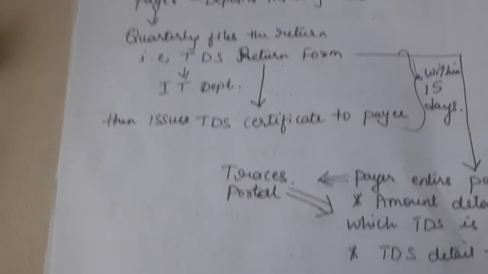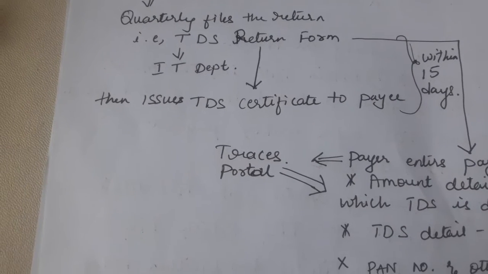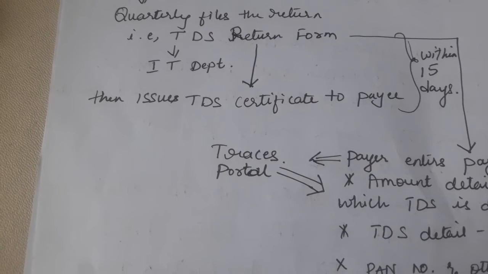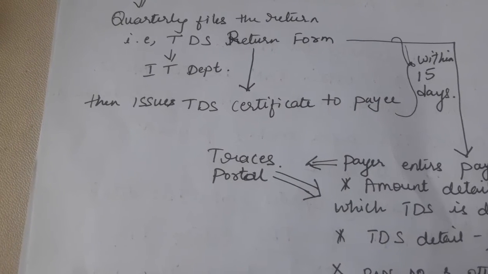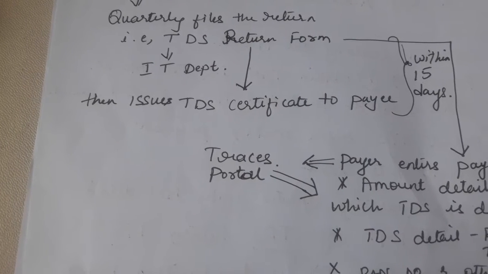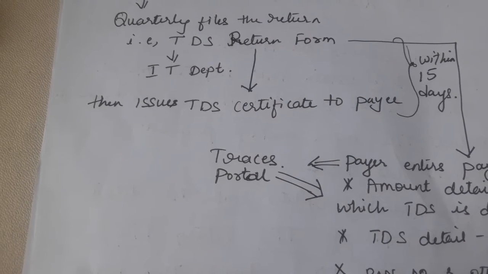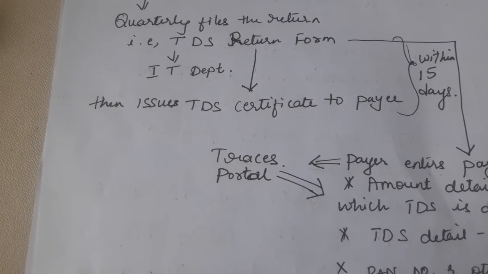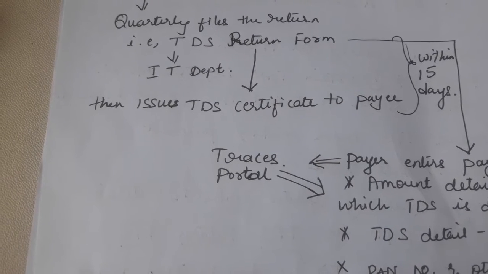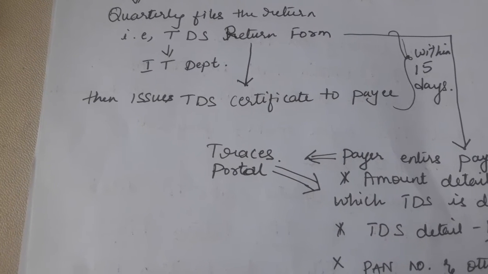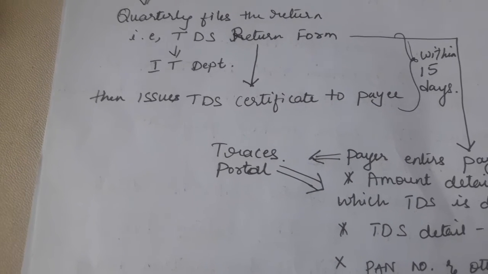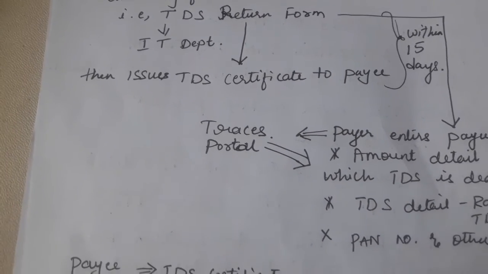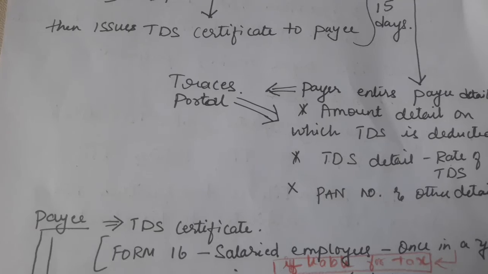But every month he deposits into the bank, while quarterly he files a return to the income tax department. That is the TDS return form. He obtains a TDS return form from the IT department. He fills in all the details of the TDS, from whom he has deducted the TDS, and for what kind of transactions. Every piece of information he will be filling on the TDS return form. Once he has done that after the quarter, it means every 3 months, immediately after that, within 15 days, he has to issue the TDS certificate to the payee.